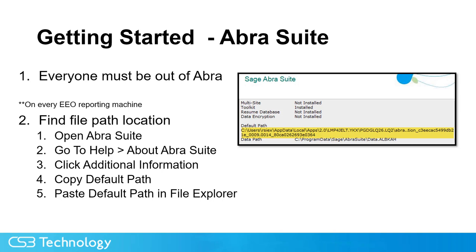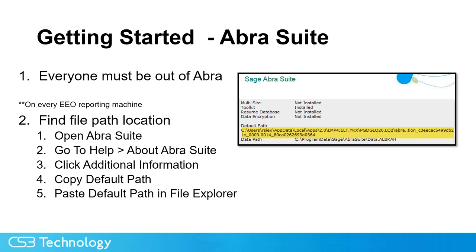Where you're going to do your fix, everybody across the board needs to be out of Abra while we do these fixes. You're going to do these on each individual machine. You kick everybody out of Abra, and then you need to actually log into Abra and find the file path location on your machine. You can see the snip here in the screenshot where you're going to find it.